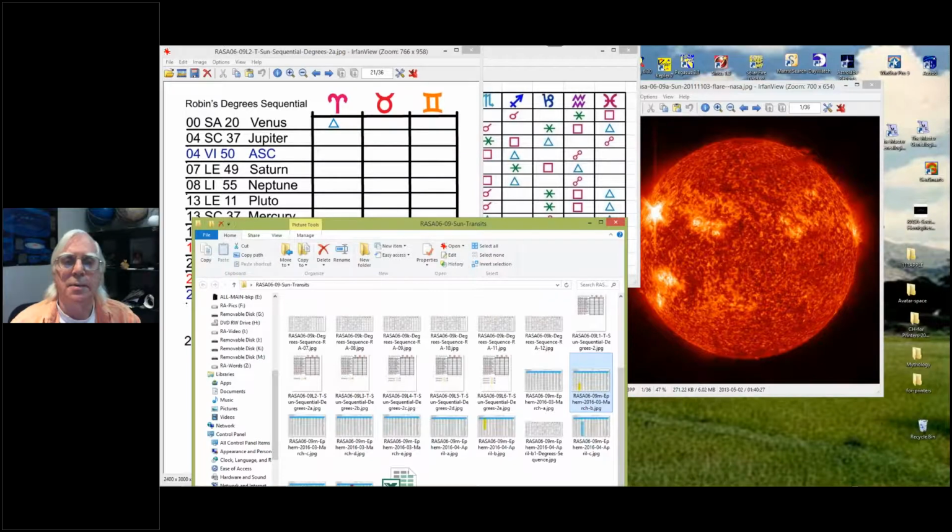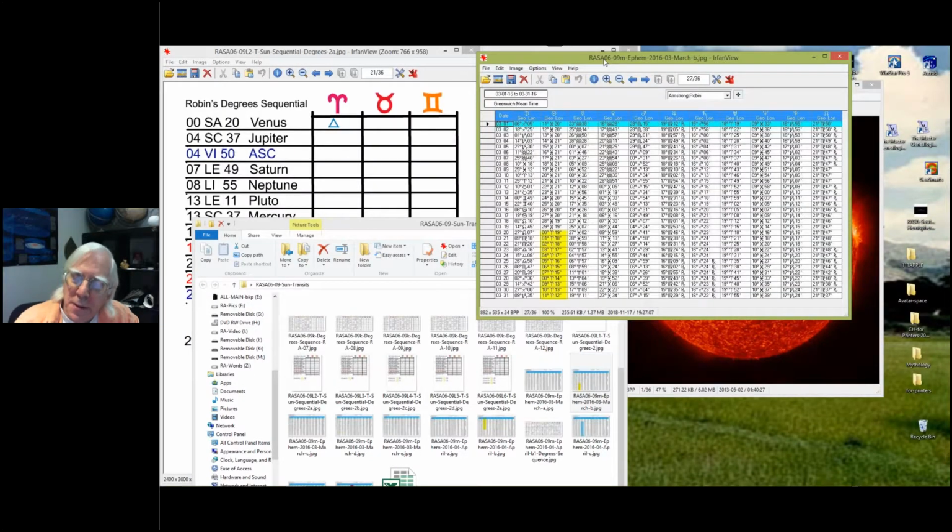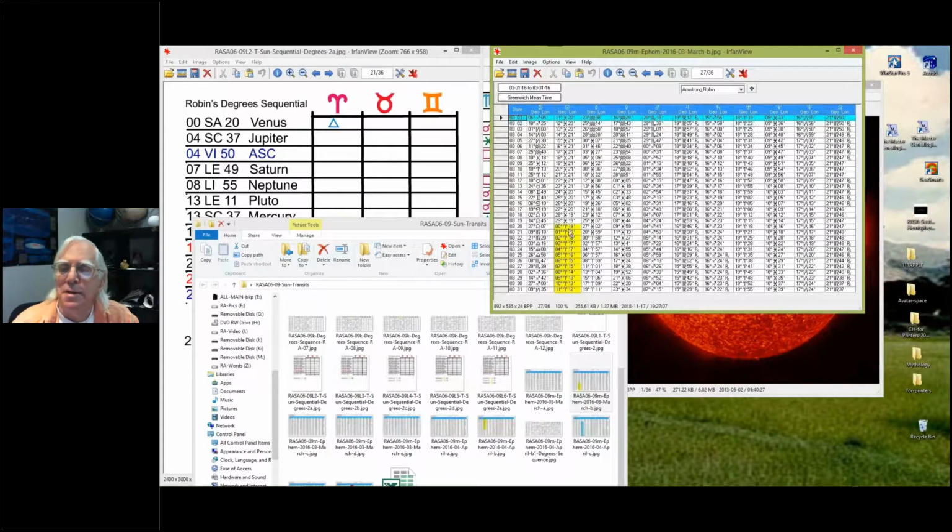Okay, we had the sun. Here we are. We marked the sun in Aries. We're going to be watching through Aries. This was done in 1916. I did this for the class. But here's going through Aries.